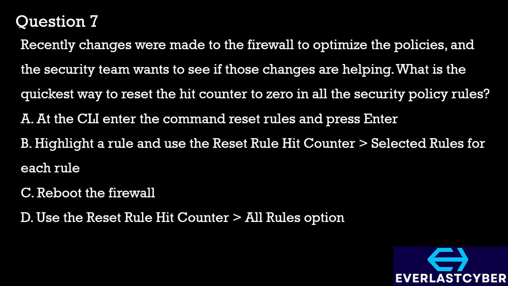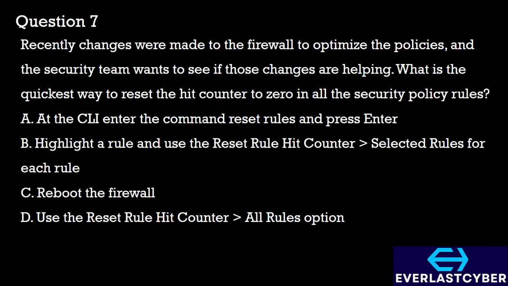Question 7. Recently, changes were made to the firewall to optimize the policies, and the security team wants to see if those changes are helping. What is the quickest way to reset the hit counter to 0 in all the security policy rules? A. At the CLI, enter the command reset rules and press enter. B. Highlight a rule and use the reset rule hit counter, selected rules for each rule. C. Reboot the firewall. D. Use the reset rule hit counter and then select the all rules option.